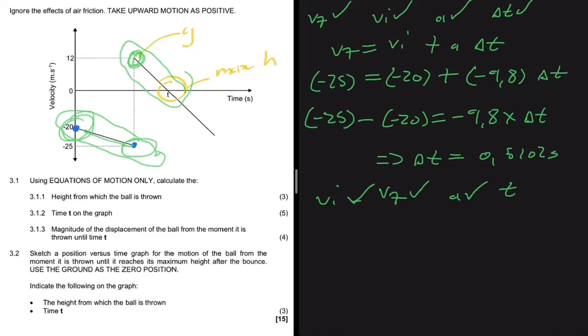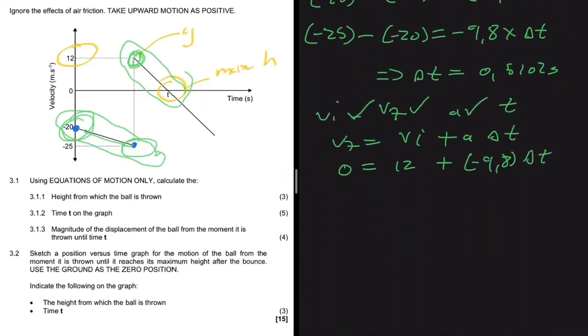So what is VF in that instance? We're still using the same formula. VF is equal to VI plus A delta T. So VF is 0, right? Maximum height, and then VI will be 12 meters per second, and it's positive because the object has left the ground. It is now moving up, plus the acceleration, which is minus 9.8 multiplied by delta T.